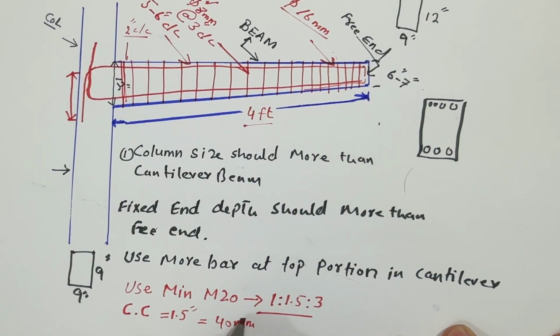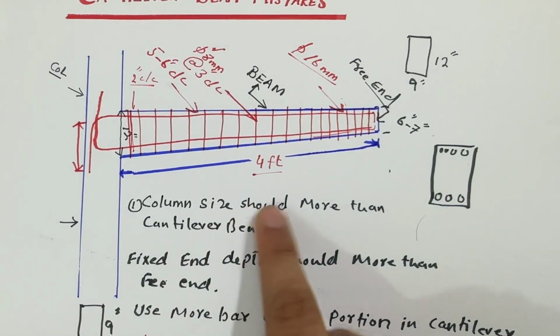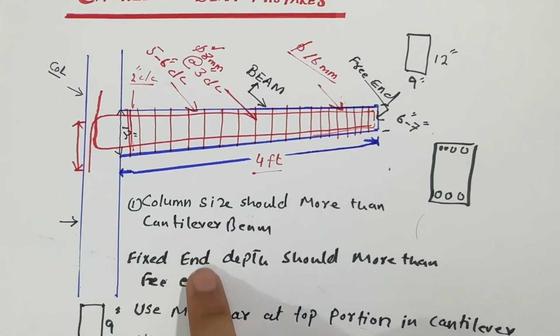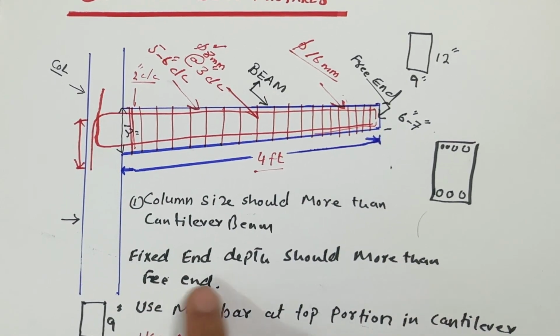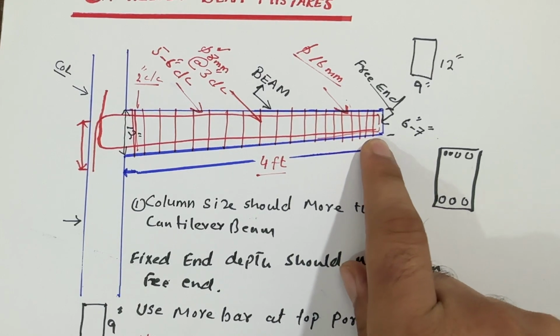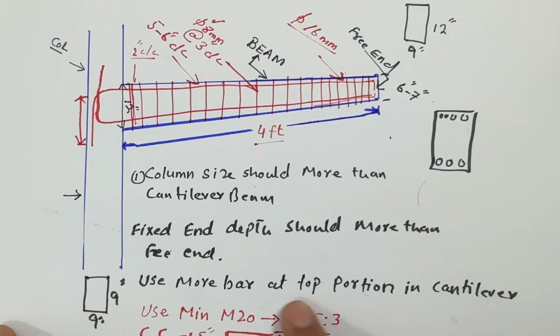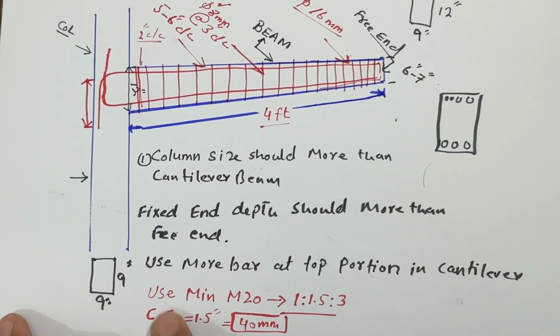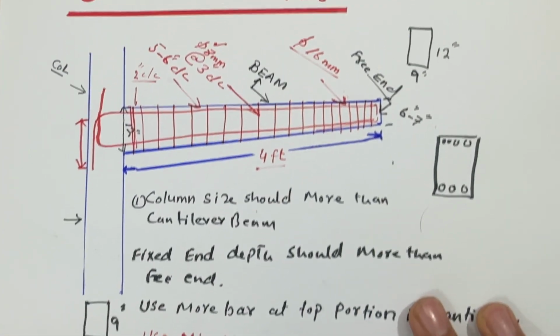Guys, this is a short video, but very important for you people to know about these points. Column size should be greater than cantilever beam. Fixed end depth should be more than its free end, as I made already in the diagram. Use more bars at the top portion in cantilever beam. Use minimum M20 grade concrete. And you can see concrete cover should be 40 millimeter or 1.5 inches.